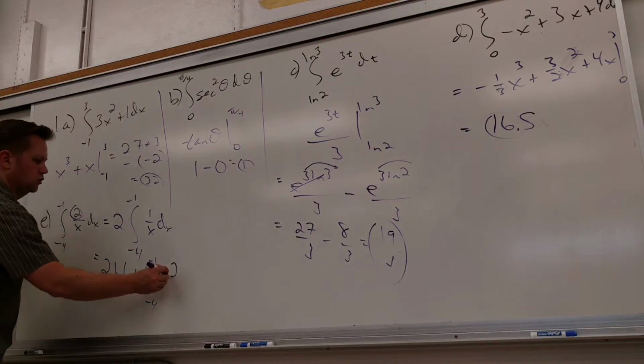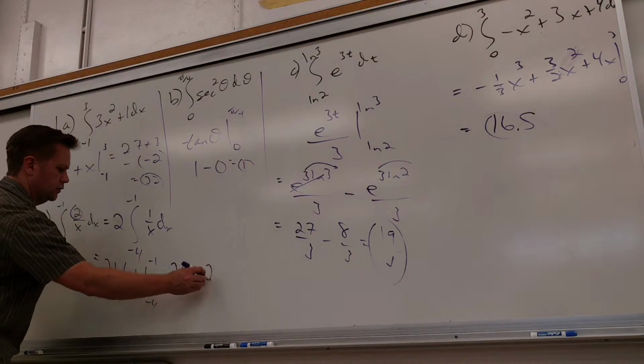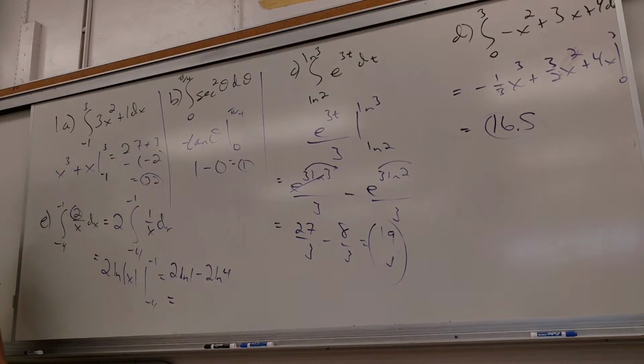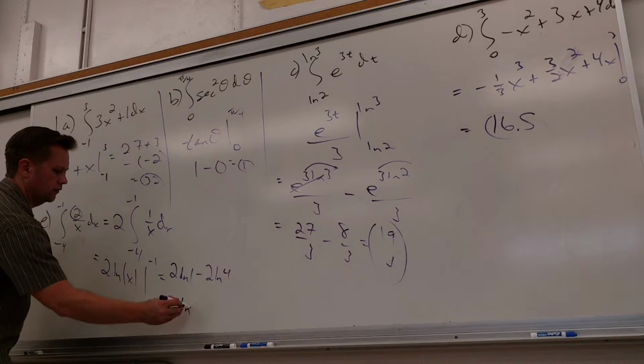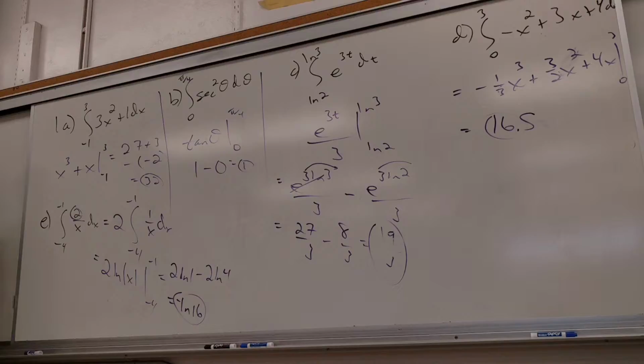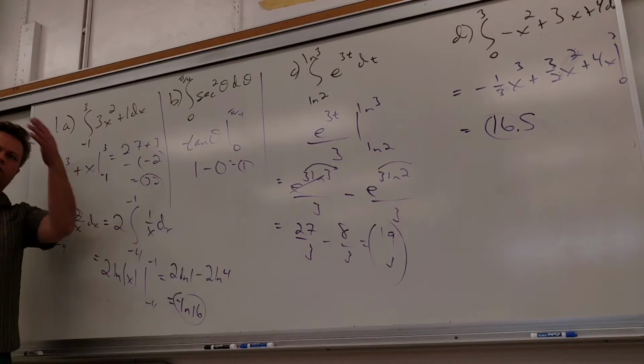So then you get 2 ln 1 minus 2 ln 4. 0 minus 0... 4. Yep. So you can write that as negative ln 16 if you want to. Is everybody cool with that? Where'd 16 come from? Property. Yeah, you can even write it as ln of 1 over 16 if you want to.